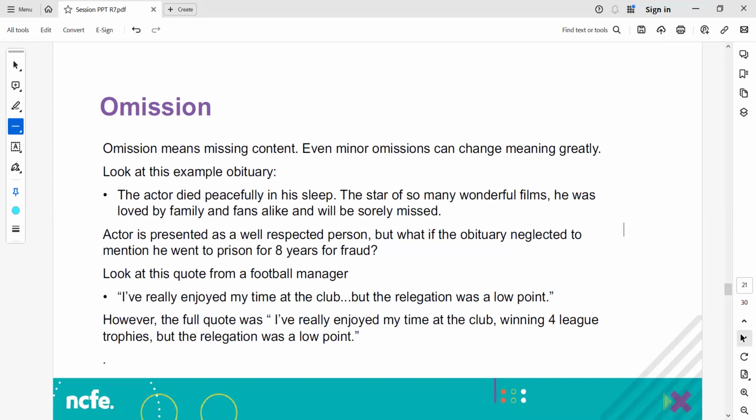So, yes, as you've asked, definitely the omission could be used so that we think positively of this actor. Because do we really need to remember that he went to prison for fraud 70 years ago when the rest of his life was so positive? So definitely, omission can also be used to make people think positively.